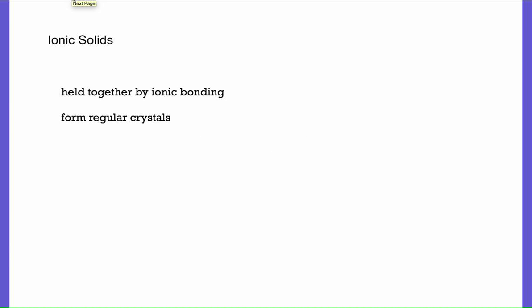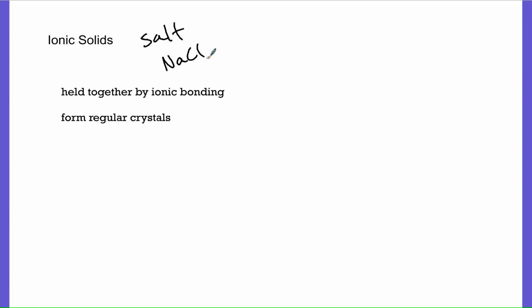But otherwise, there are four different kinds of solids, and we're going to talk about each. First up is ionic solids. And ionic solids are held together by ionic bonding. They form regular crystals. So a good example of this would be salt. And when I say salt in this case, I mean table salt. We'll talk about salt later as being an actual generic term, meaning a product of an acid-base reaction. So sodium chloride happens to be a salt, but it's not the only salt.